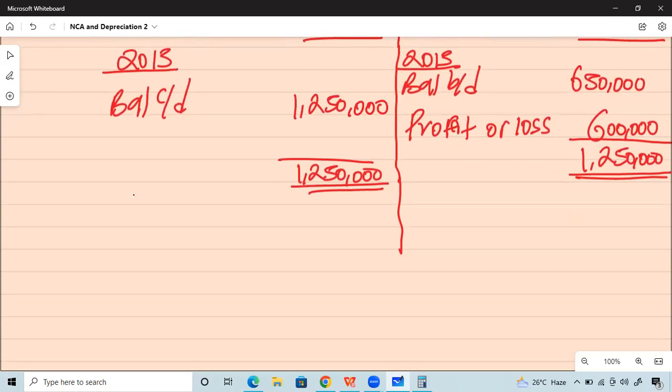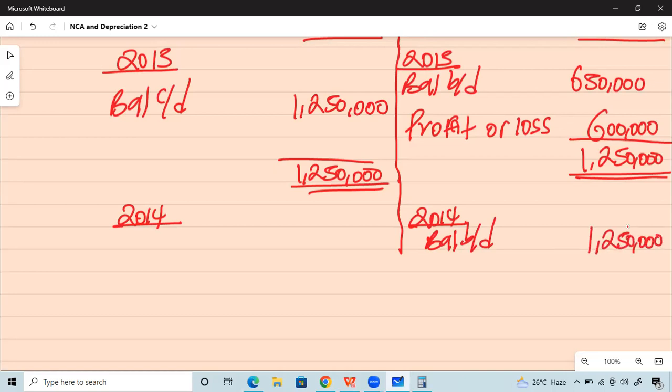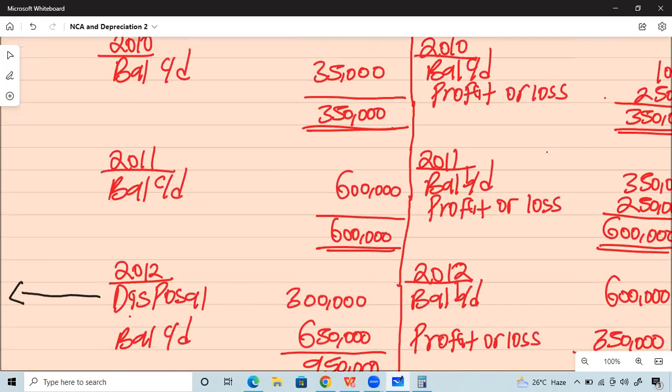Then you go on to 2014. In 2014, it will just be the balance brought down, which is 1,250,000. So that is that. This is how you prepare the depreciation account. Sorry, this is how you prepare the provision for depreciation account.